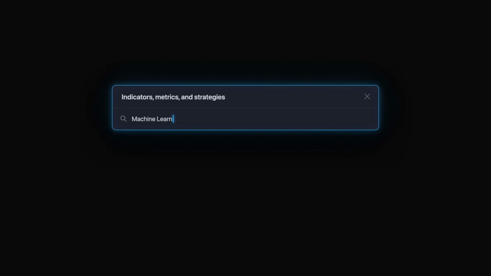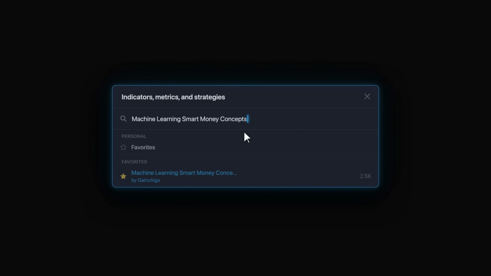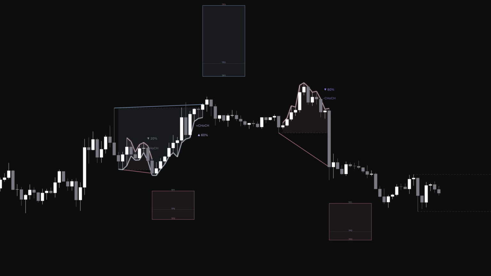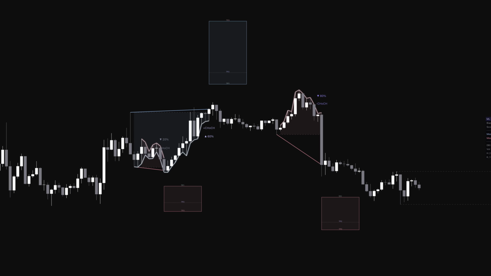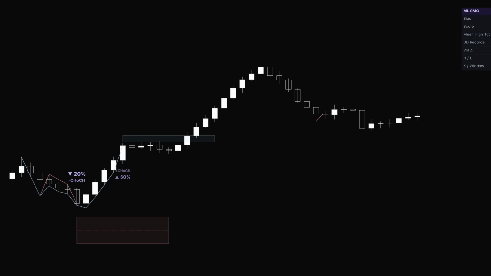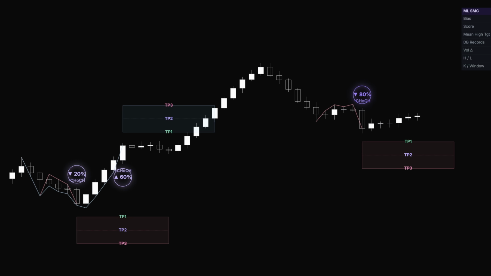Machine learning smart money concepts, created by Gaines Algo, is the only one of the four that runs an actual machine learning routine. It applies a nearest neighbors model to change of character events and gives each one a probability and a set of projected targets. The practical idea is that instead of treating every change of character the same, it scores each one against how similar events have resolved before.